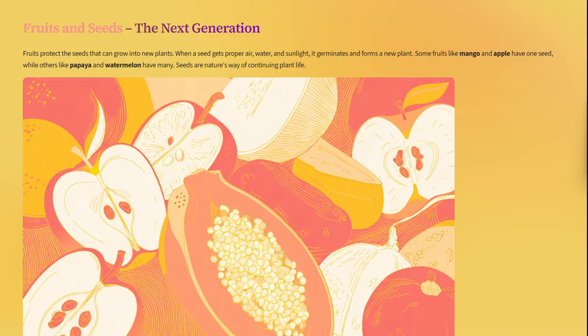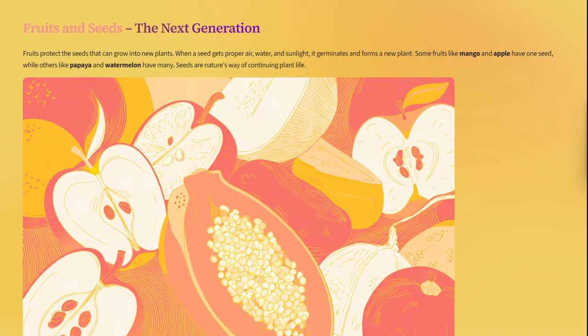When the seed gets the right amount of air, water, and sunlight, it starts to germinate. That means it begins to sprout and grow roots and a small stem. From that tiny seed, a new plant begins to grow. Some fruits, like mango or apricot, have only one seed. Others, like papaya, watermelon, or tomato, have many seeds.